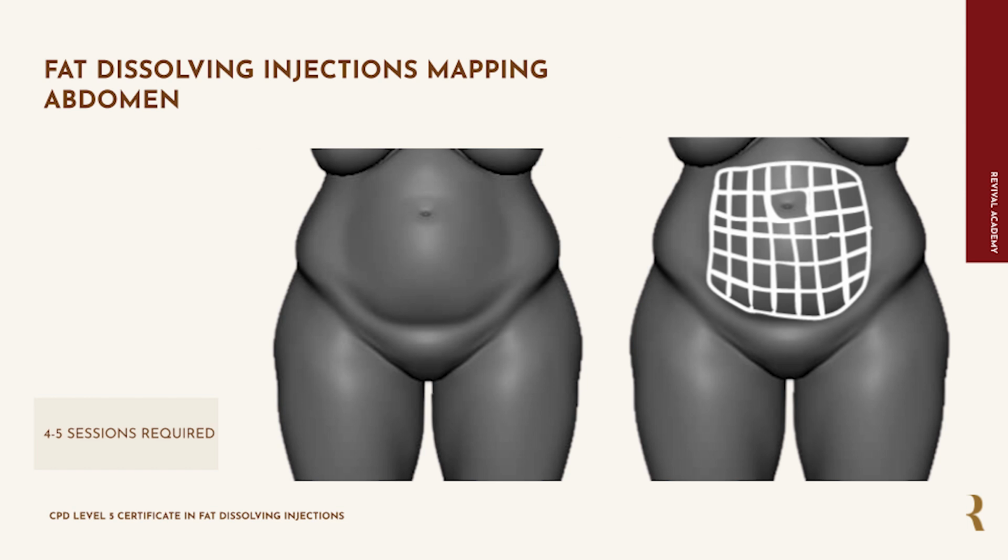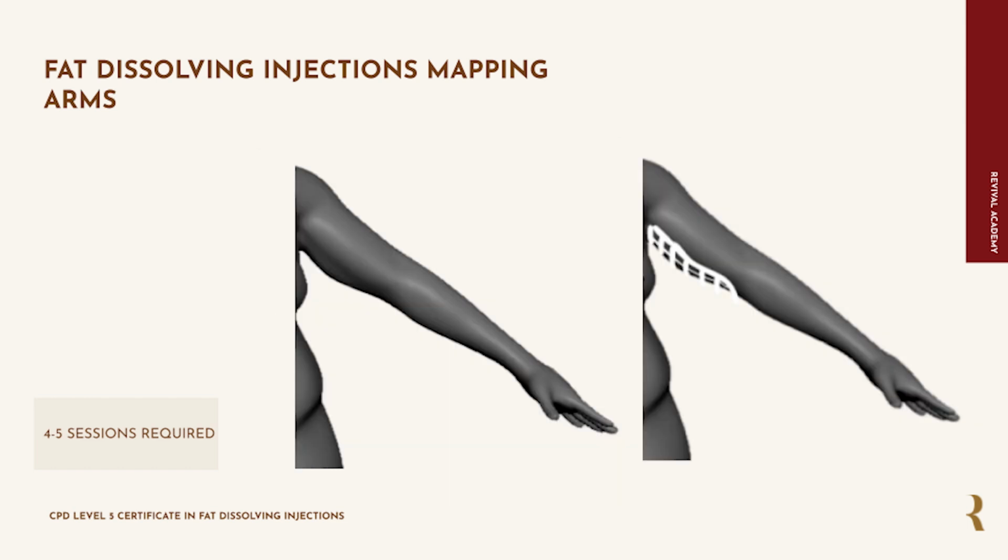Then whenever you do the arms, make sure that whenever you do the actual map, the client has their arms raised up. And what you see is when the arm is raised up, they will have the bone and the muscle stay on top, and right underneath is where you have all the fat. Now just create your map, create your outline, draw your little squares. And again, for any body part, your average amount of sessions would be about 4 to 5.